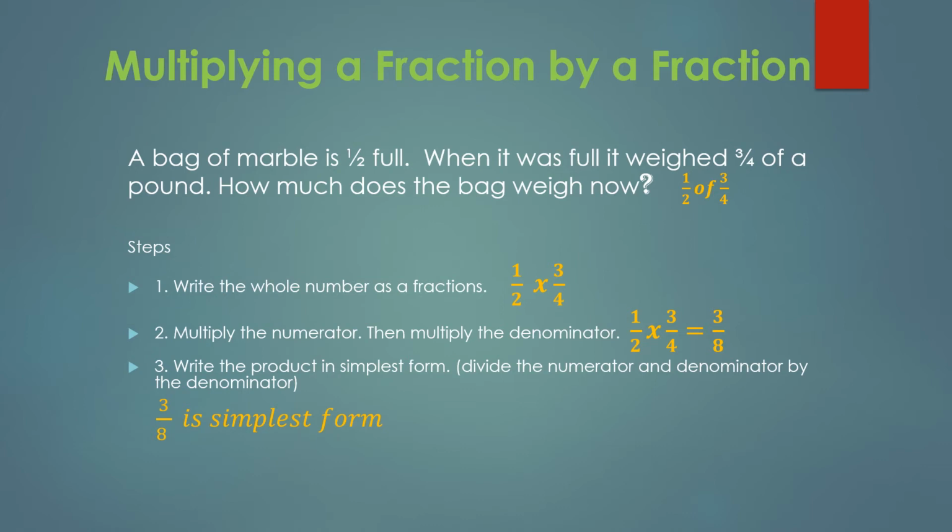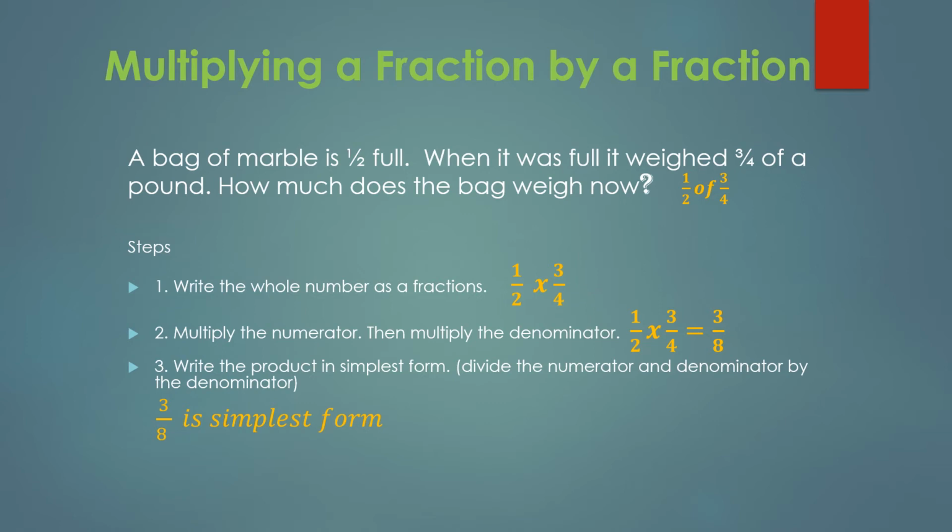Step 1, write the whole number as a fraction. So just take out the word "of" and put in the multiplication sign. 1/2 times 3/4. Step 2, multiply the numerator, then multiply the denominator. Numerators are top numbers in a fraction. So we have 1 times 3 equals 3. Denominators are the bottom numbers in a fraction. We have 2 times 4 equals 8.